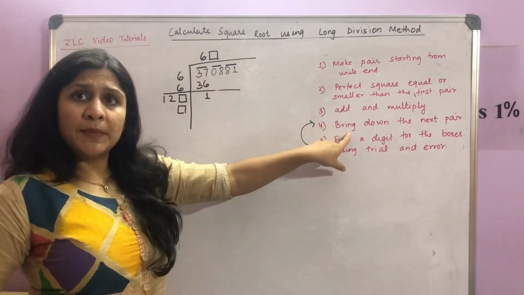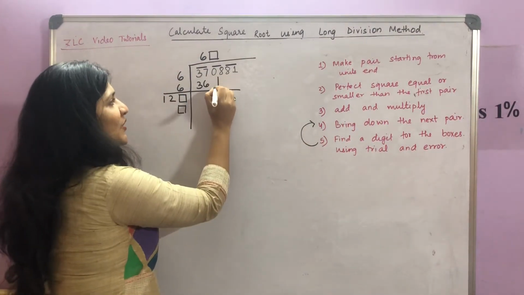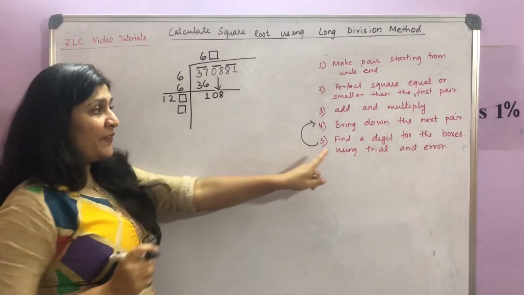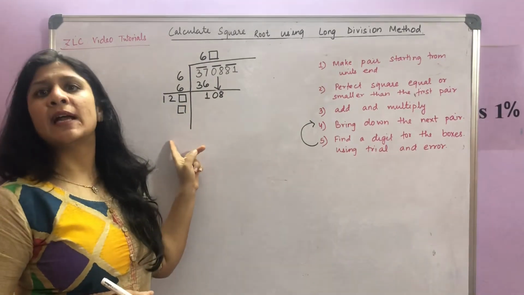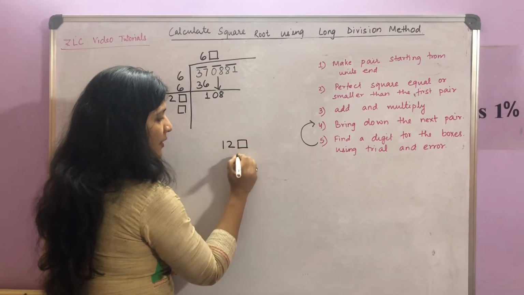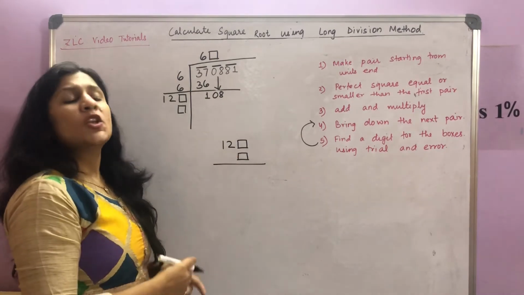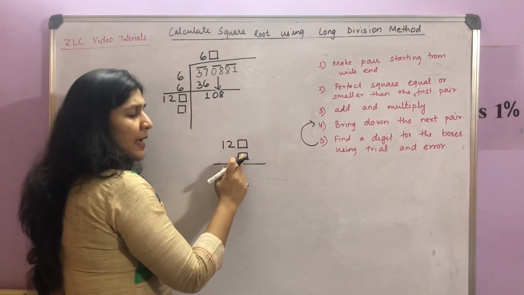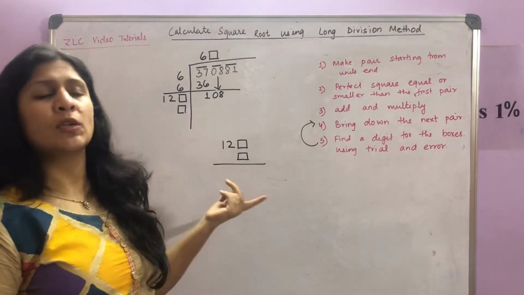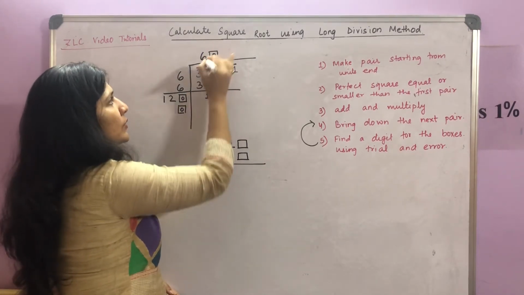Now my fourth step is to bring down the next pair. So my next pair is 0, 8. Now find a digit for the boxes using the trial and error method. So 1, 2 and something here multiplied by the same number should be smaller than 108. Suppose I put a 1 here, I'm going to get 121 into 1 which is 121. So I cannot put a 1 here. So of course I need to put a 0 in these boxes. So I'm going to put a 0 here, 0 here and 0 here.